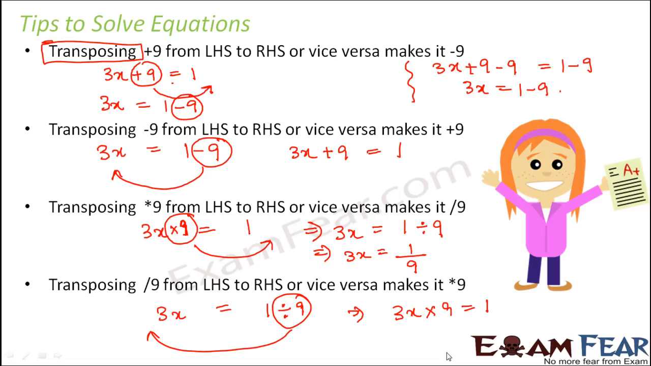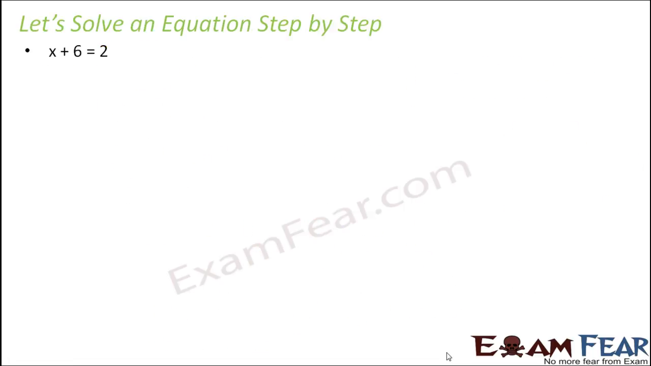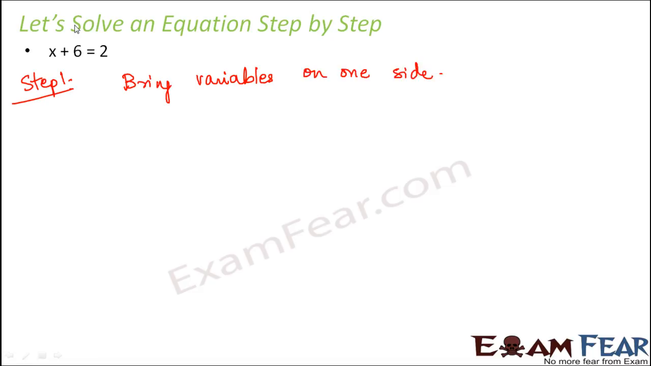So how do we solve equations step by step? We will see that with an example. Let's try to solve this equation step by step. You are given an equation x plus 6 is equal to 2. The first step, step number 1, would be to bring variables on one side. First you need to locate the variables and the constants, and then you bring variables on one side. So what are the variables in this equation? X is the variable. So try to keep x on one side and the constants on the other side.